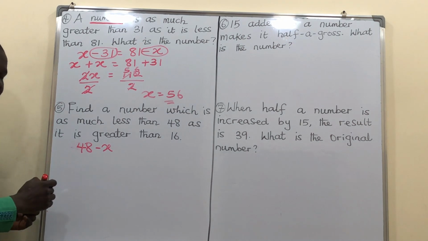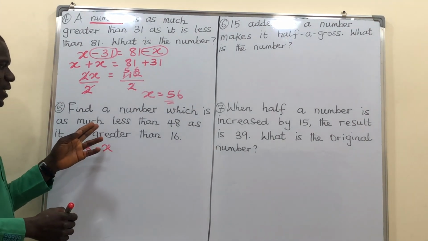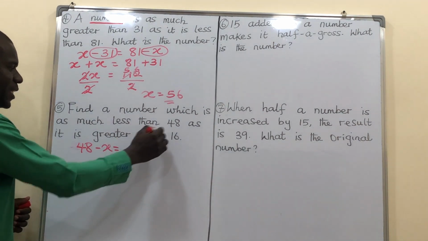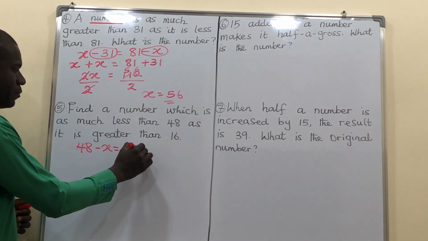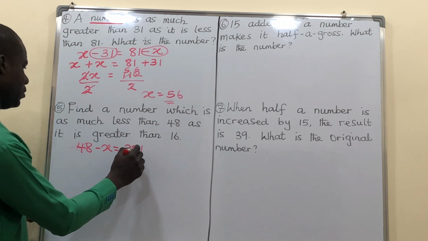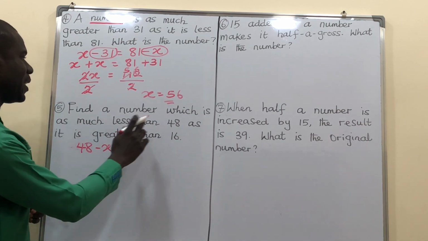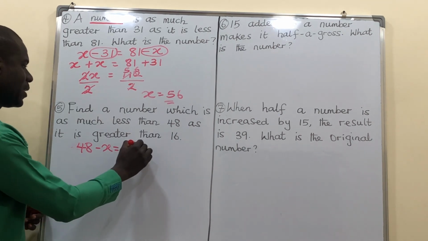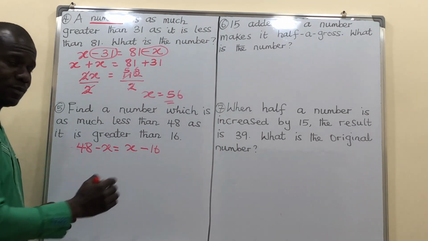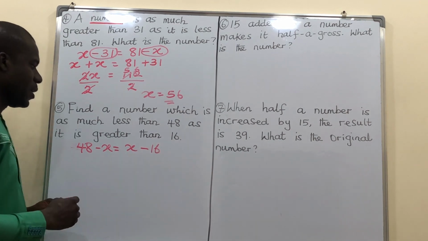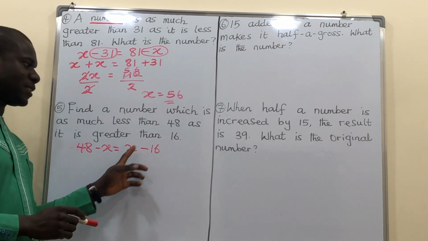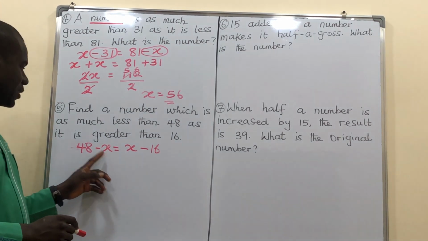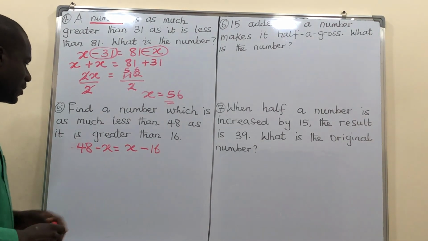I'm representing it this way because the question says the number is less than 48 equals, then greater than 16 will be x. x is less than 48, x is greater than 16 will now be x, you subtract 16 from it. I hope this is clear. Okay? I'm subtracting 16 from x because x is greater than 16. I'm subtracting x from 48 because x is less than 48.